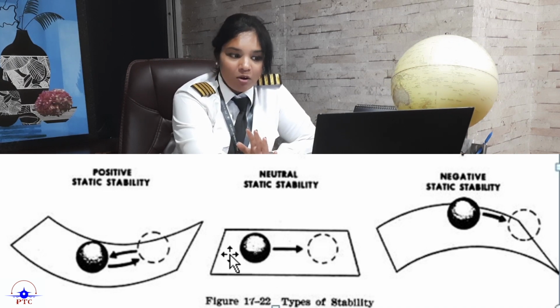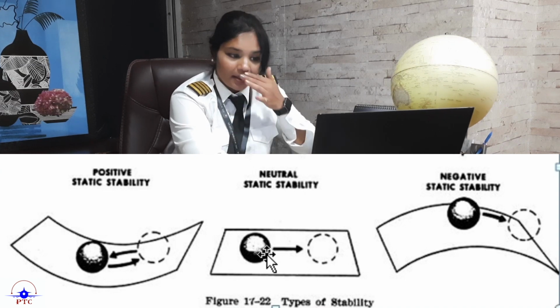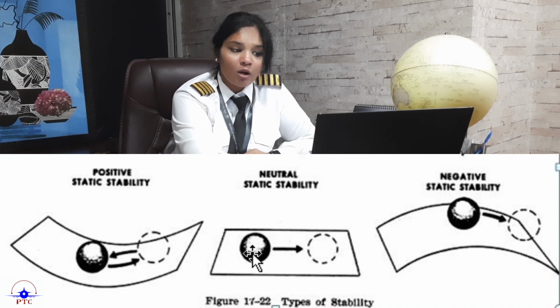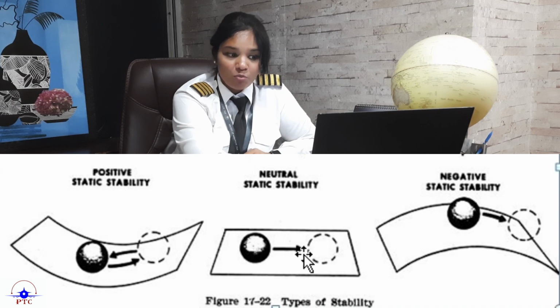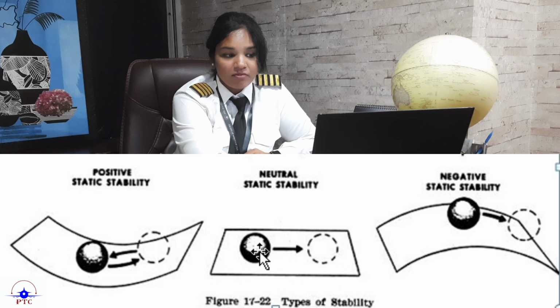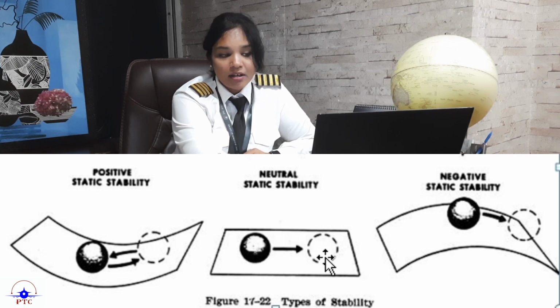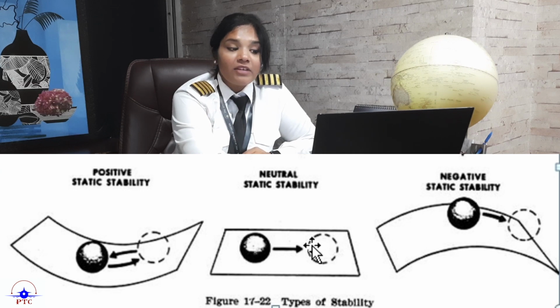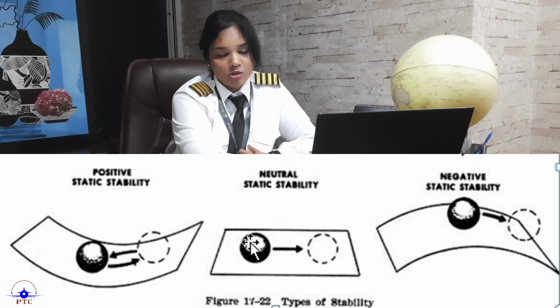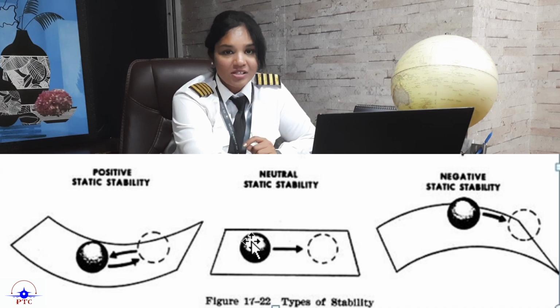Now coming to this diagram, here you have the object, and if you apply force and move it in a new direction, the plane beneath it is a flat surface. So if you move it to the new position, it will stay in this new position and is not going to come back. This sort of stability is called neutral static stability, or neutral stability.